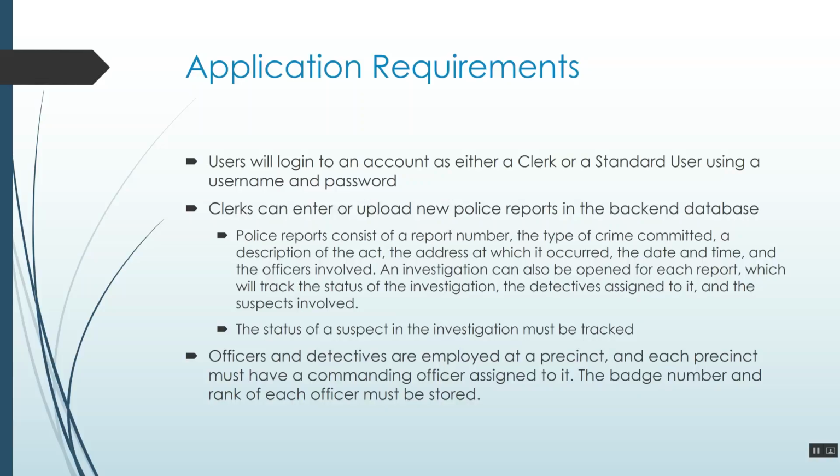Police reports will consist of a report number, the type of crime committed, a description of the act, the address at which it occurred, date and time, and the officers involved. The reports can also be tied to an investigation, which will track the status of the investigation, the detectives that have been assigned to it, and the suspects involved. The status of the suspect in the investigation must be tracked as well.